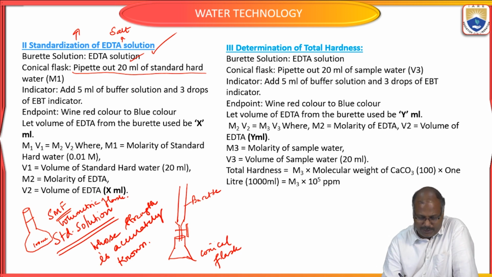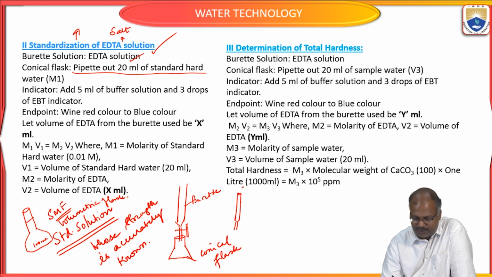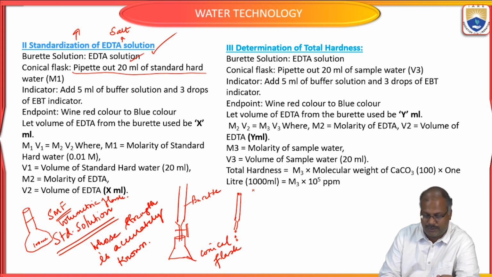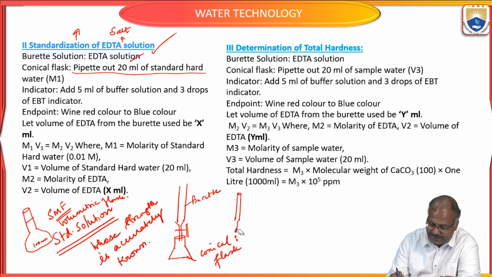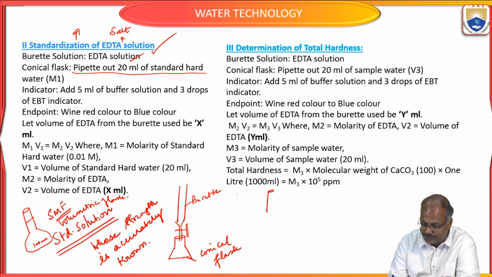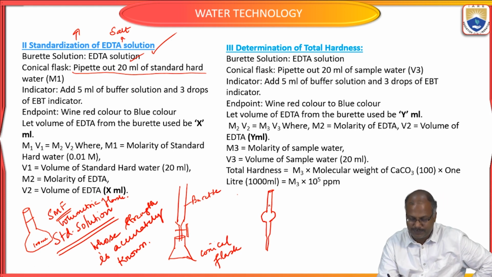Okay. Conical flask, pipette out. Pipette will be something like this. This is also open. We will draw. Pipette will not be exactly like this. I will draw in a neater way. Pipette will be. Okay, this is a pipette.